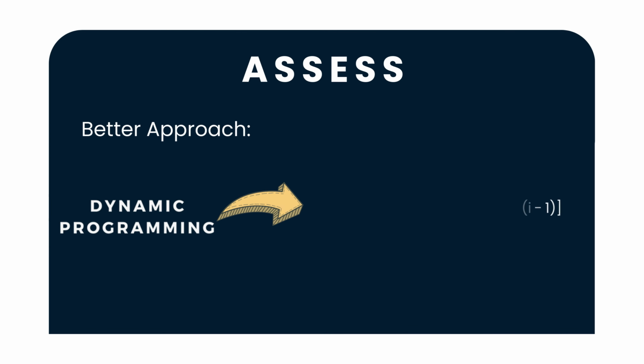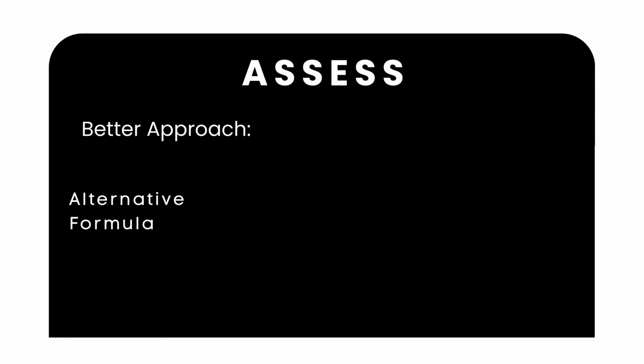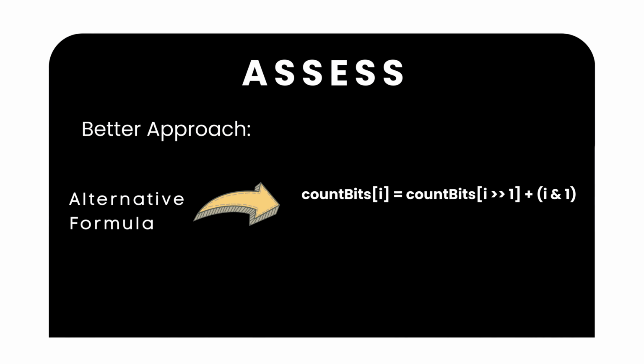For any number i, the count of ones is 1 plus the count of ones in i & (i-1). Or, using another pattern, countBits(i) equals countBits(i >> 1) plus (i & 1). That's because shifting i right by 1 drops the least significant bit, and i & 1 tells you if that dropped bit was a 1. This lets us fill the answer array in O(n) time.